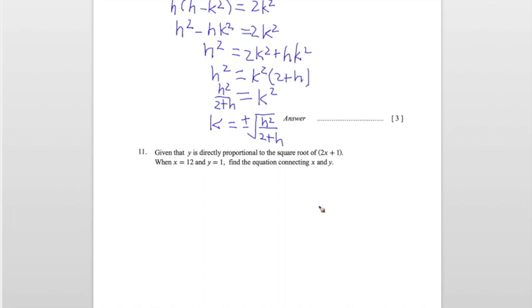The next sum is on proportion, direct proportion. y is directly proportional to the square root of 2x plus 1. We interpret this by saying y equals a constant multiplied by the square root of 2x plus 1, where k is a constant.